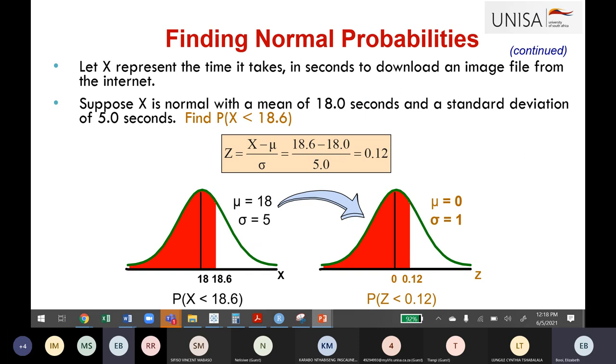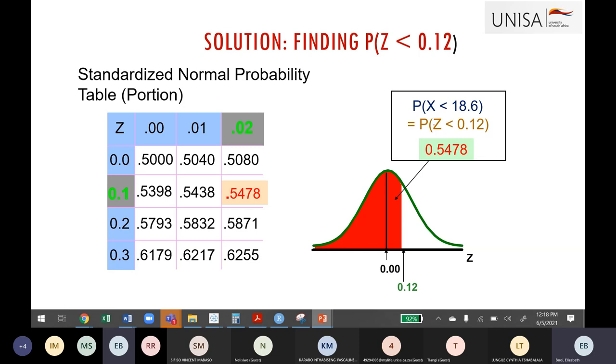So if we have the question stated, we're given the mean, we're given the standard deviation, and we are asked to find the probability of X less than 18.6. What we do, we need to standardize that value of X by applying the formula and substituting the values that we are given. And we found that the Z value is 0.12. And in terms of the probability on the table, we're going to take our Z value of 0.12. We go to the left and look for 0.1, and we go to the top and look for 0.002. And where they both meet, that is the probability that we are looking for. And that's how we use the table.